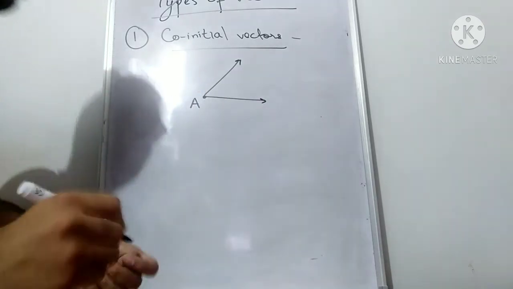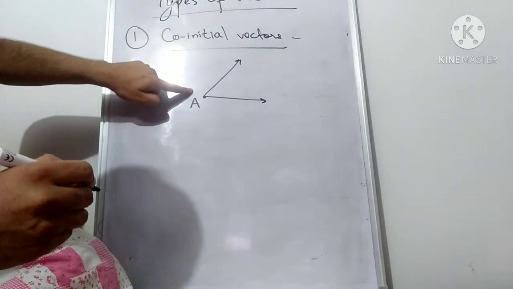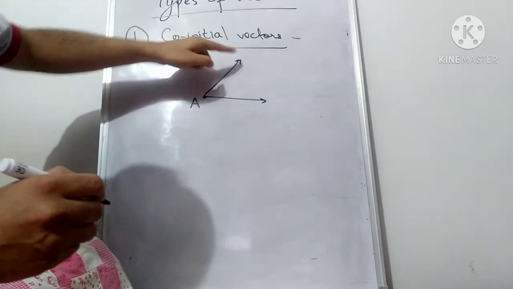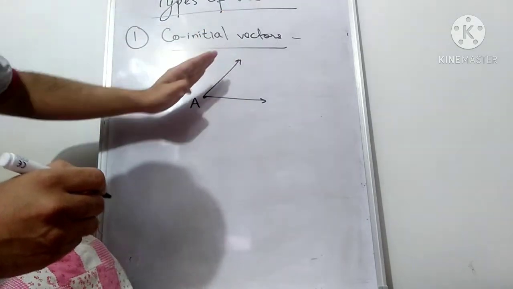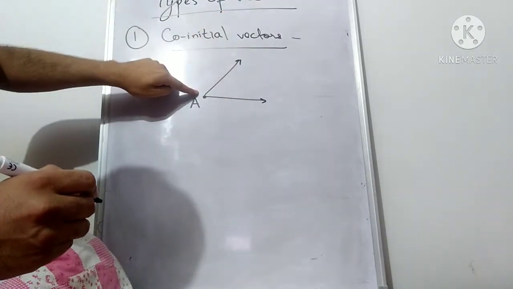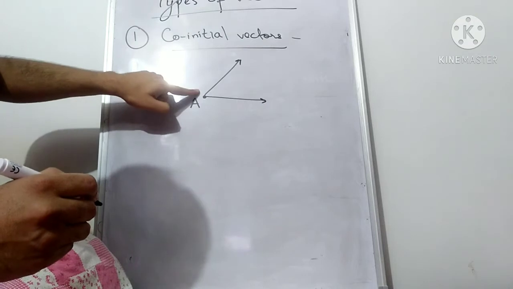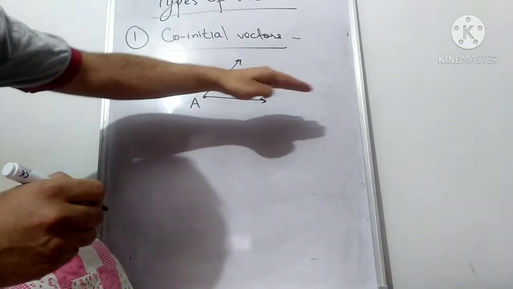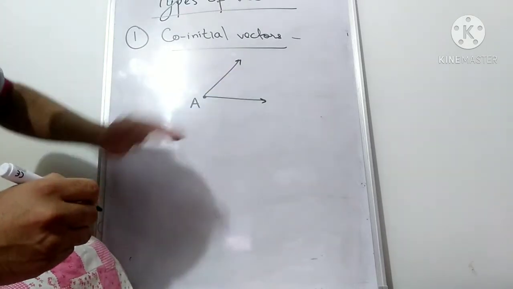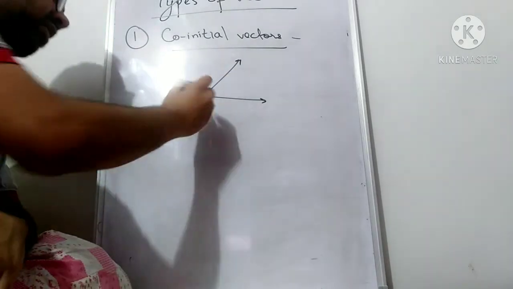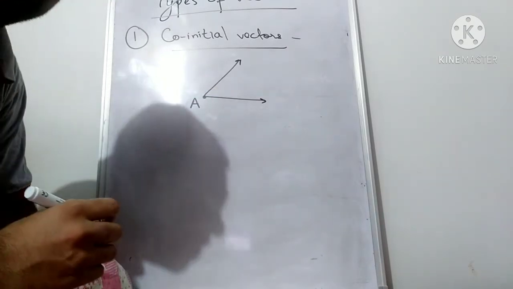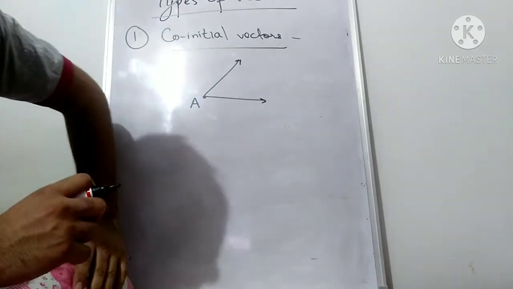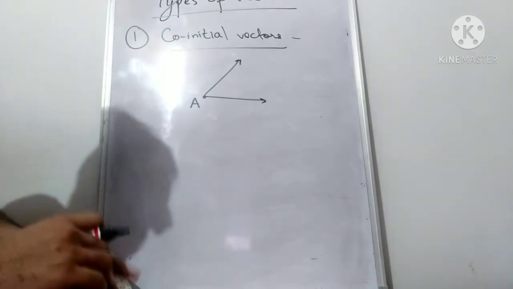Okay, so suppose this point is A. Now this particular vector is starting from this point and going in this direction, because I have made the arrow in this way. And this vector is starting from this point but going towards the right side, because I have made the arrow towards the right. So the only common thing these two vectors have is the common starting point. That is why they are called co-initial vectors.